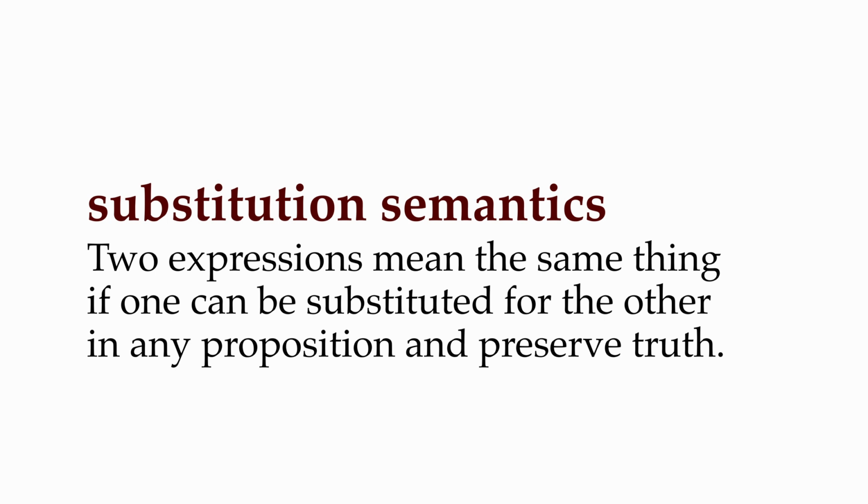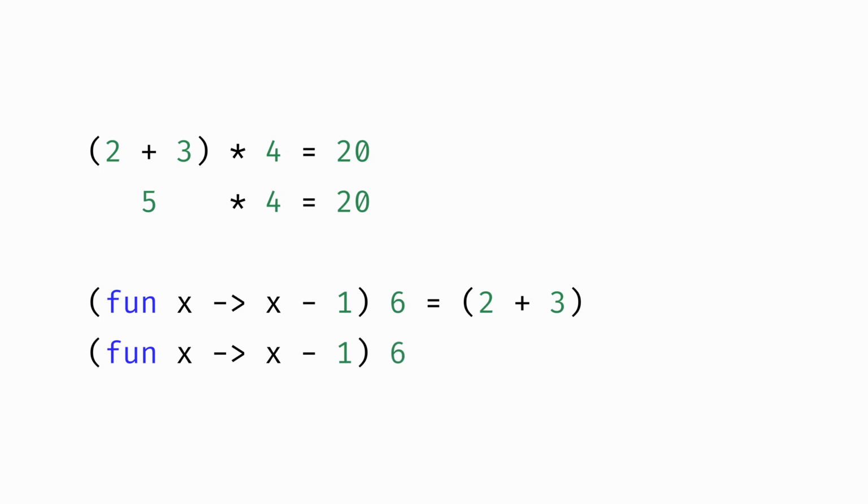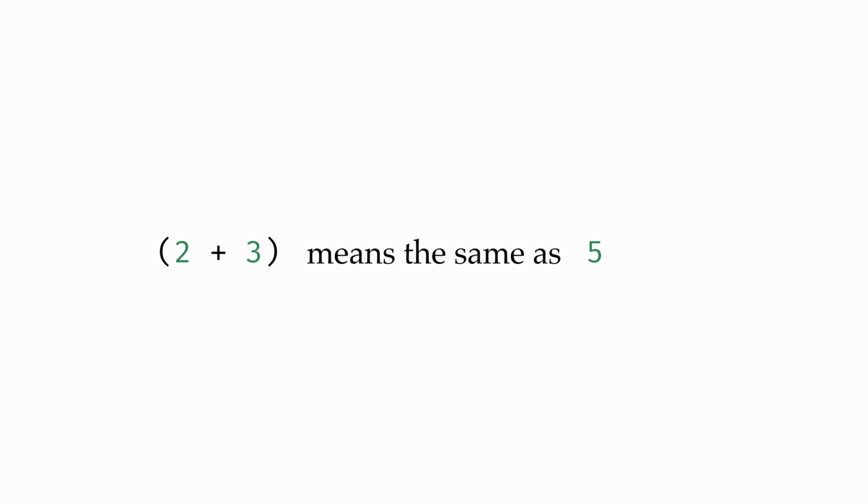Well, say we had the expression 2 plus 3 times 4 equals 20, which is true. If we substituted the 2 plus 3 for 5, we'd get the expression 5 times 4 equals 20, which is also true. Moreover, we could take any expression and substitute 2 plus 3 for 5, and the truth of the expression would not change. And so therefore, according to the substitution semantics, 2 plus 3 and 5 mean the same thing.